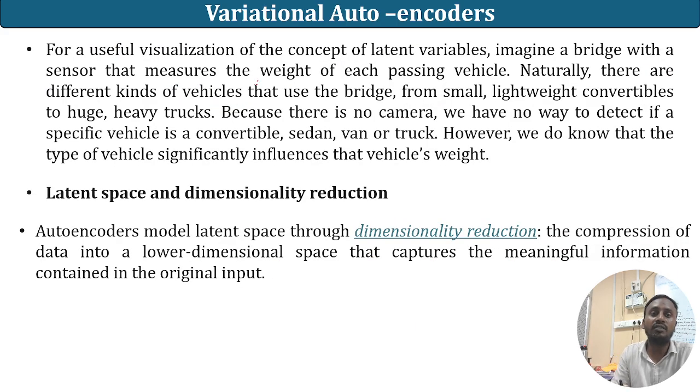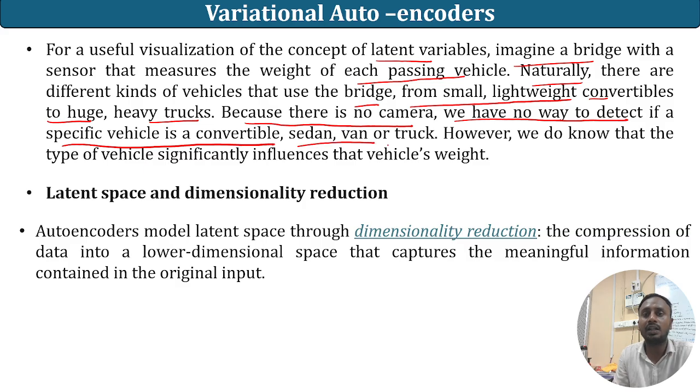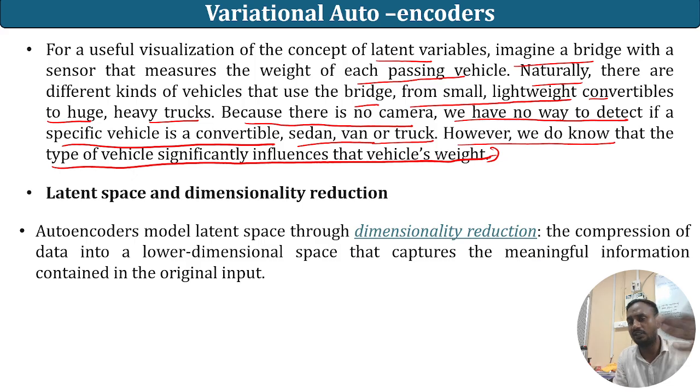For a useful visualization of the concept of a latent variable, imagine a bridge with a sensor that measures the weight of each passing vehicle. Naturally, there are different kinds of vehicles that use the bridge, from small ones to heavy trucks. But because there is no camera, we have no way to detect if a specific vehicle is a convertible, sedan, or truck. However, we do know that the type of vehicle significantly influences the vehicle weight. That is how the latent space works.